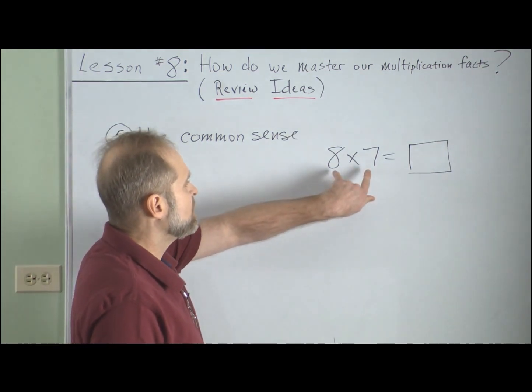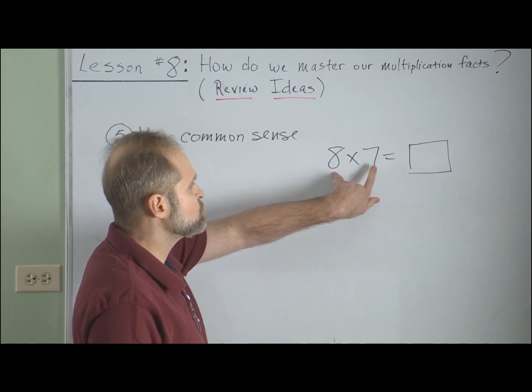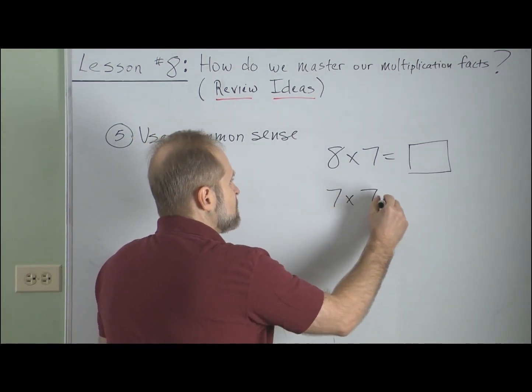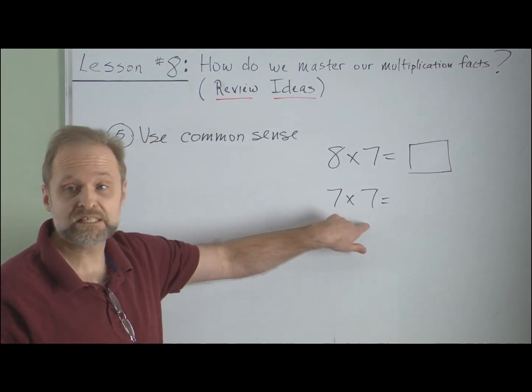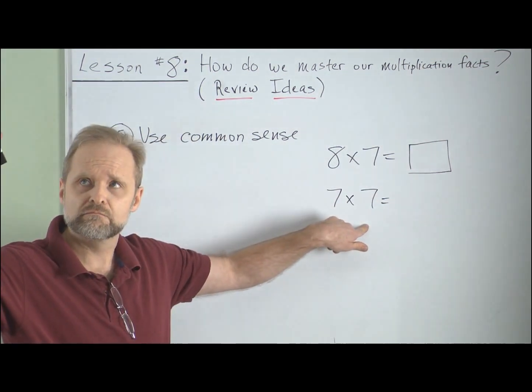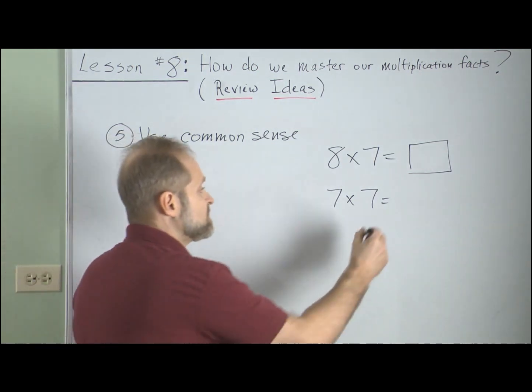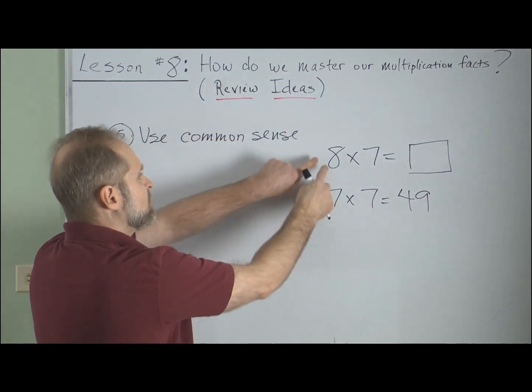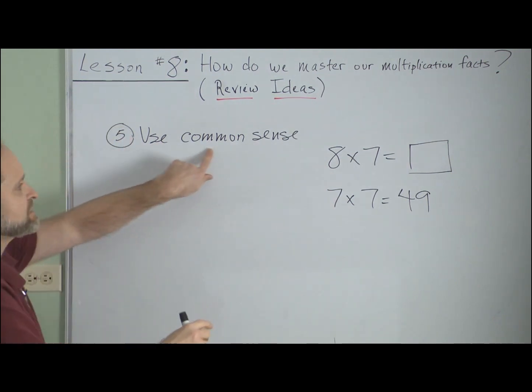7 times 7, a fact that uses one of these two numbers. And maybe they remember, hey, 7 times 7 is a little bit less than 50. Well, 50 minus 1, 49. 7 times 7 is 49. Now, how do we use this to get this with common sense?